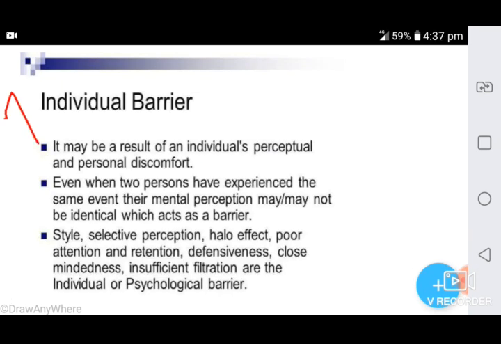Then the seventh one, individual barrier. It is a result of individual perception and personal discomfort. This barrier is created by the sender and receiver. It includes differences in personality, fear, and inattention. Inattention comes from lack of interest in the subject, or suffering from disease or any family problem. It is called individual barrier.